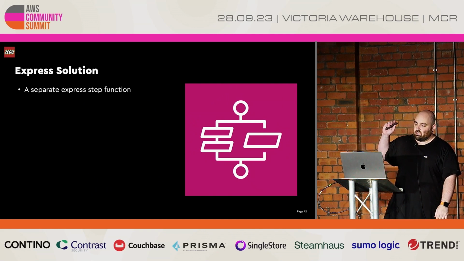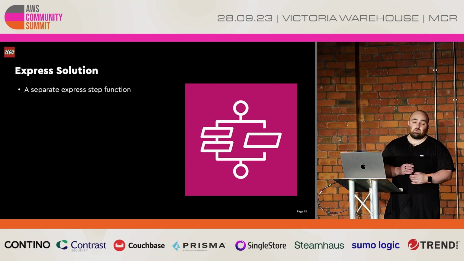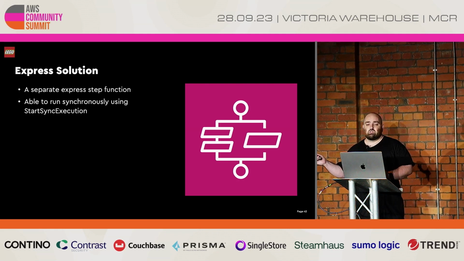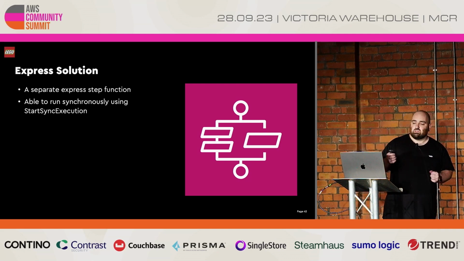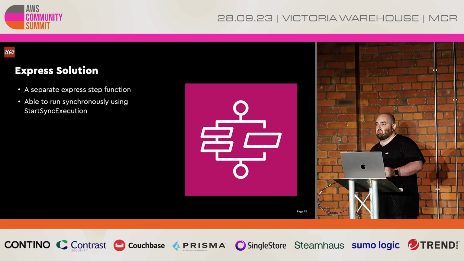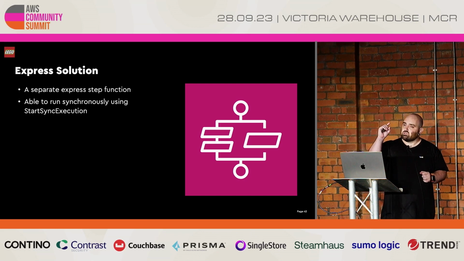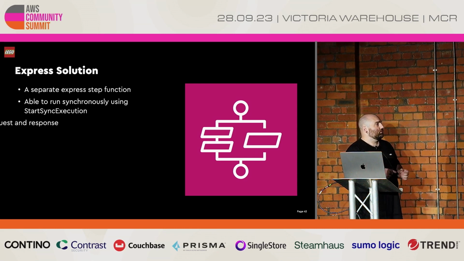So what we actually decided on going with was a separate express step function. The reason this was chosen was because it's able to run synchronously using that start sync execution that you can feed into it. So it can step in for that, where that Lambda function has that synchronous response back to the client. This would be a great fit.